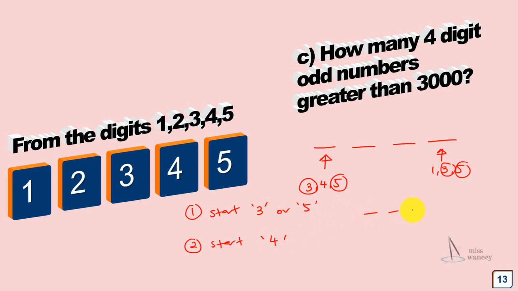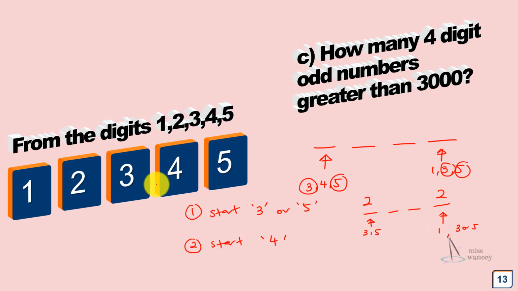Okay, so start with 3 or 5. So at first, I should start with 3 or 5. That means I have two choices over here. Either 3 or 5 will be in front. So one of them will be in front, and I'm left with another one from here, plus 1. And then either 3 or 5. So if 3 is in front, I'm going to have 5. If 5 is in front, I'm going to have 3. So that means I have two choices over here.